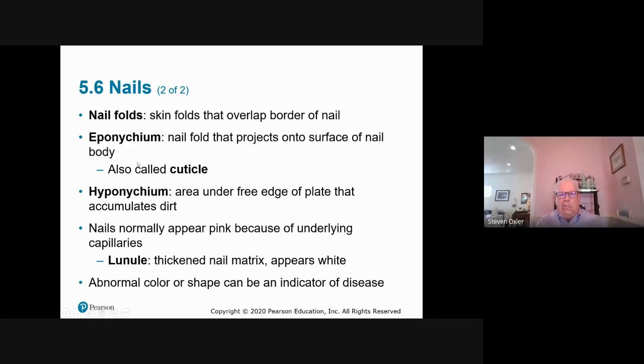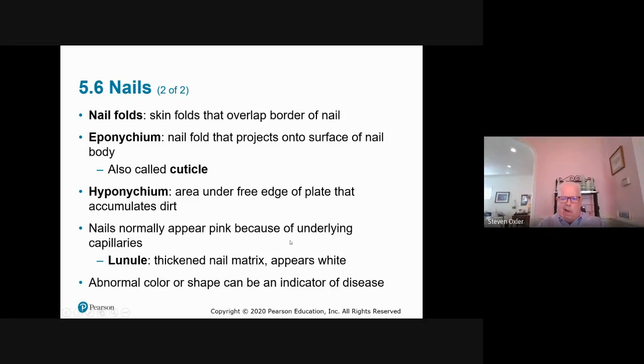Some other words I want you to know. Eponychium. Eponychium is the cuticle. It's the part that you get cut off when you get a manicure. The cuticle. I'll show you a picture of it. The hyponychium. Hypo means below. The area under the free edge of the plate that accumulates dirt. And the lunule. The lunule is the thickened nail matrix that appears white.